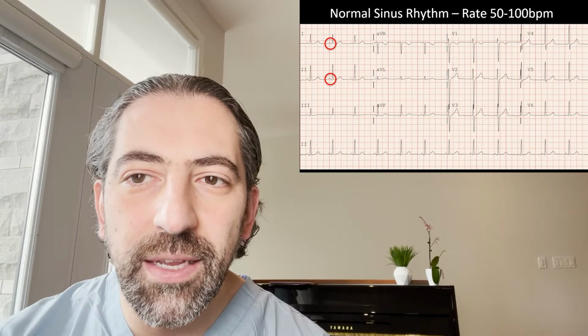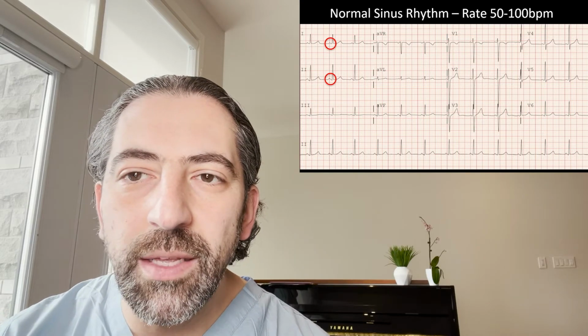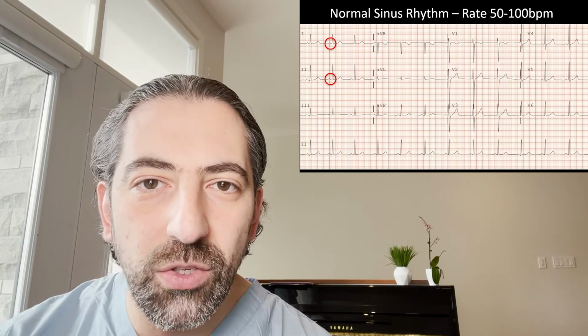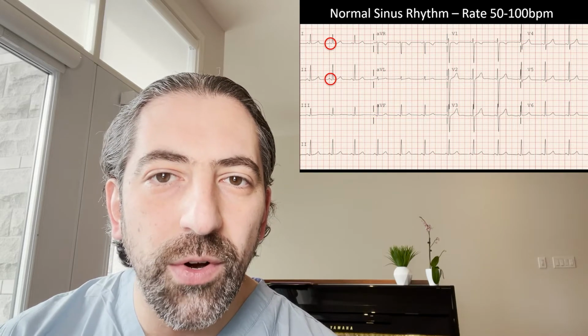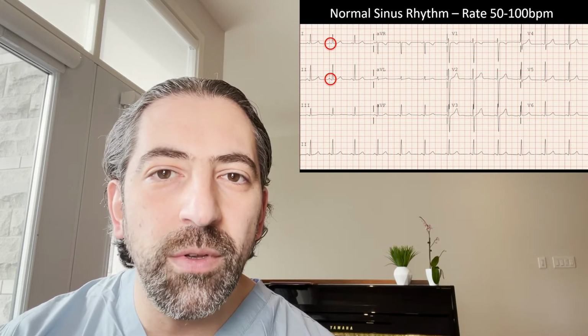So here, as you can see, the P wave is positive in lead 1 and lead 2, so it is originating from the sinus node, and because we satisfy all 4 criteria, this is an ECG of normal sinus rhythm.